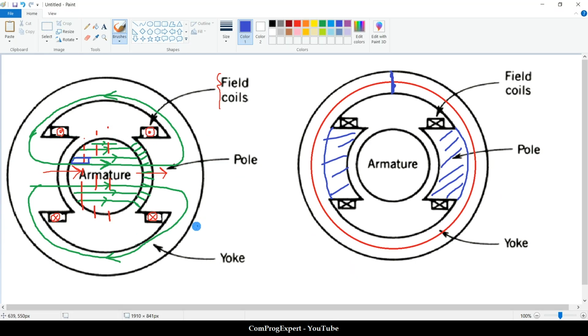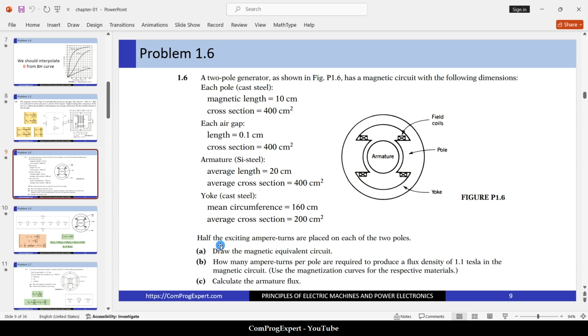direction of the excitations. So throughout the magnetic equivalent circuit, B, how many ampere turns per pole are required to produce a flux density of 1.1 Tesla in the magnetic circuit? Use the magnetization curves for the respective materials and finally calculate the armature flux. I am going to solve this problem using two methods. Finally, we can compare the results.